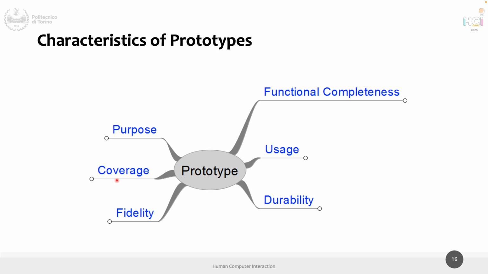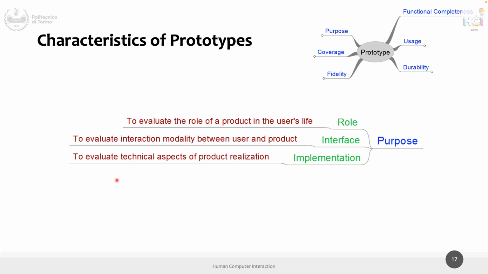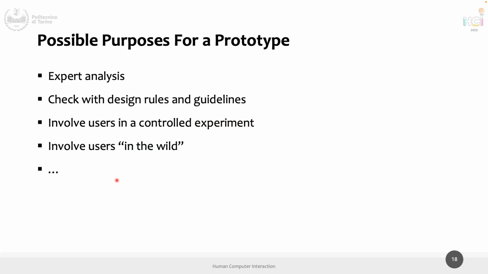Then prototypes in general have different characteristics. We'll see some of them. Well, one is the purpose for which you do the prototype. You can do the prototype to evaluate an interaction or to evaluate some technical aspects. Like before, we were saying for the Palm Pilot, you want to understand which is the optimal size of the screen. That's a purpose. Or the role of a product. Is it better tablet, better smartphone, better desktop? Let's try to explore different alternatives.